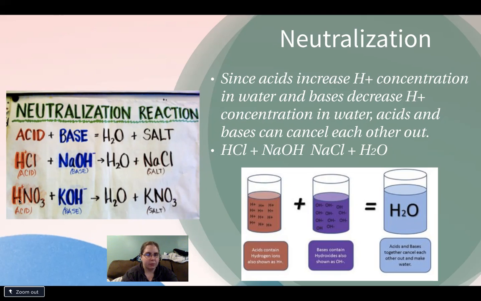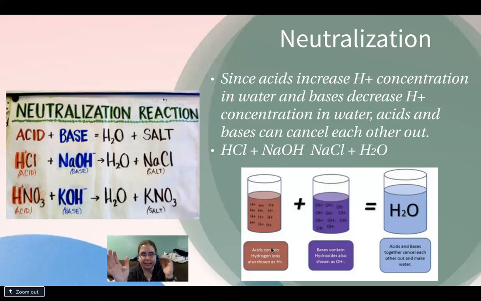Here's another example. We have HNO3 plus KOH. So we break that apart. We get a hydrogen ion, H+, and a hydroxide, OH-, and those will bond to form water. Then we're left with K+, K is potassium, and NO3-, and we get KNO3. So that's a type of salt. Not table salt, don't eat it.